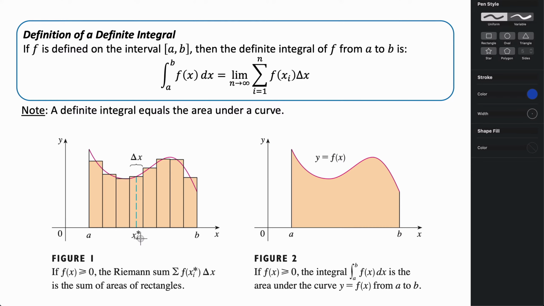So the Riemann sum approximation is exactly that. It's an approximation of the area under the curve. But the integral, which is the limit as n goes to infinity, represents the exact value of the area under the curve, given that this function is positive. Because in the situation where the function lies below the x-axis, we actually have some negative areas that we're dealing with here.